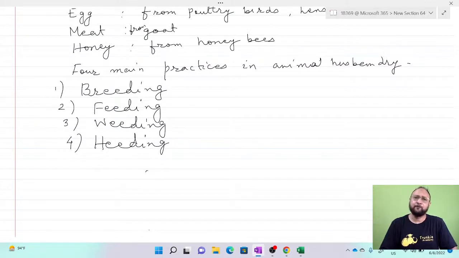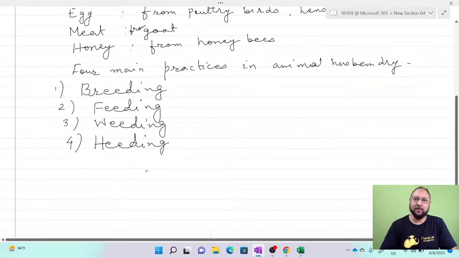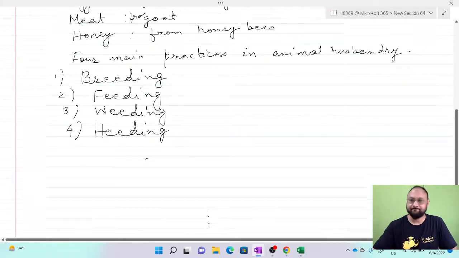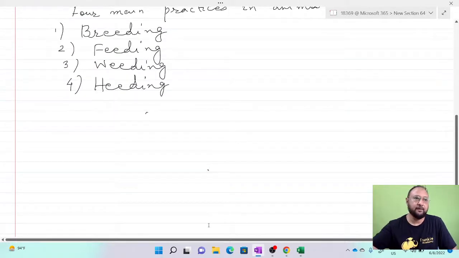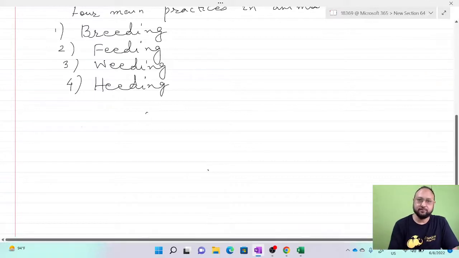And healing means the proper care and management of animals, disease controlling, properly caring for the animals and ensuring their proper growth and development. All this comes under healing. So this was about animal husbandry. Now we come to cattle farming. Before poultry farming, we will study about cattle farming.